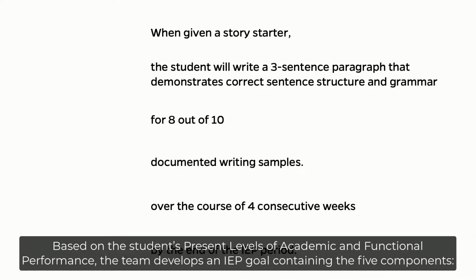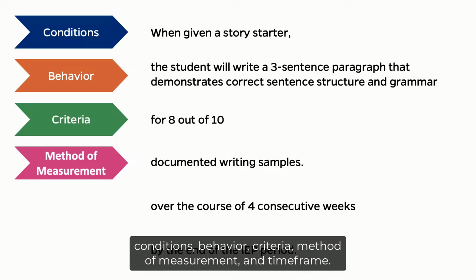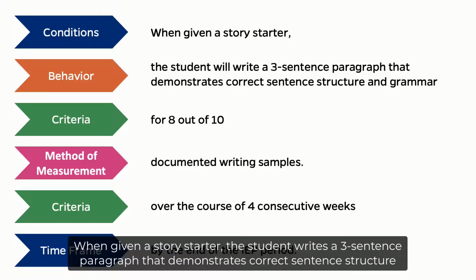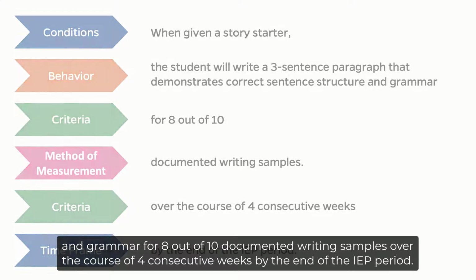Based on the student's present levels of academic and functional performance, the team develops an IEP goal containing the 5 components: conditions, behavior, criteria, method of measurement, and time frame. When given a story starter, the student writes a 3-sentence paragraph that demonstrates correct sentence structure and grammar for 8 out of 10 documented writing samples over the course of 4 consecutive weeks by the end of the IEP period.